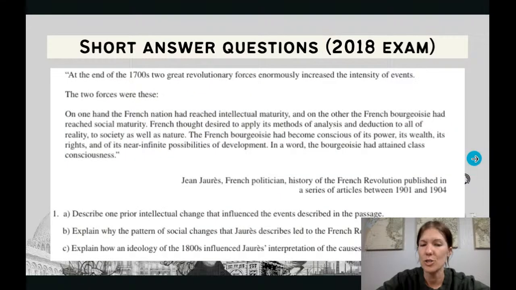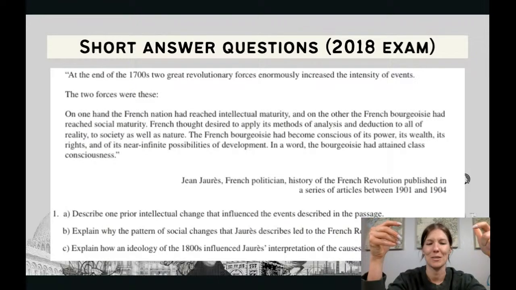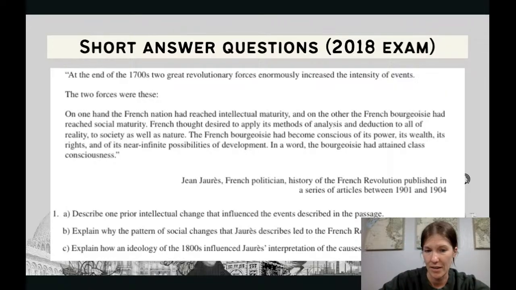The second question says, explain why the pattern of social changes that Jouwer describes led to the French Revolution. So again, if you haven't already, go back and read through the stimulus and make sure that you're trying to address the claim, the argument that he's making, and then how whatever he's saying actually led to the French Revolution.